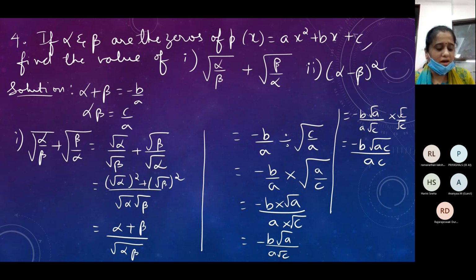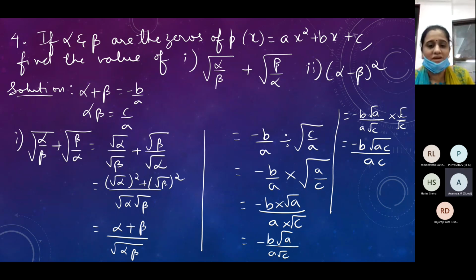Yeah, you're right, Ananya, but you'll have to take the square root. Because you have found root alpha by beta plus root beta by alpha the whole square. So the last step you should take the square root. Yes, ma'am. So it will be root of b square by ac. So it will be b by root ac. So when you multiply the numerator and denominator by root ac, you will get exactly what we have got.